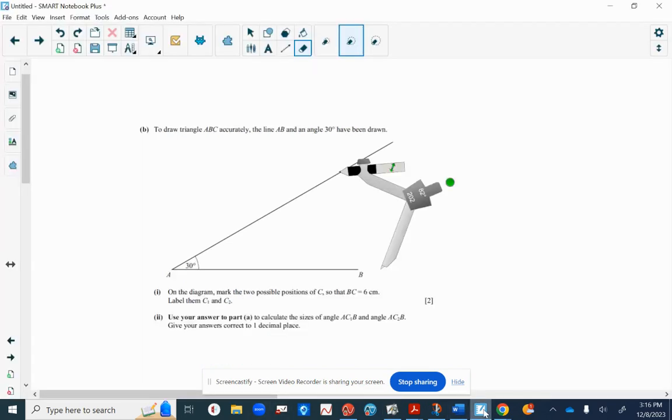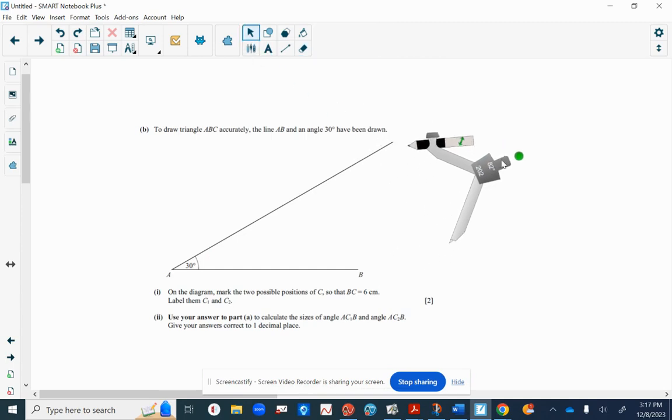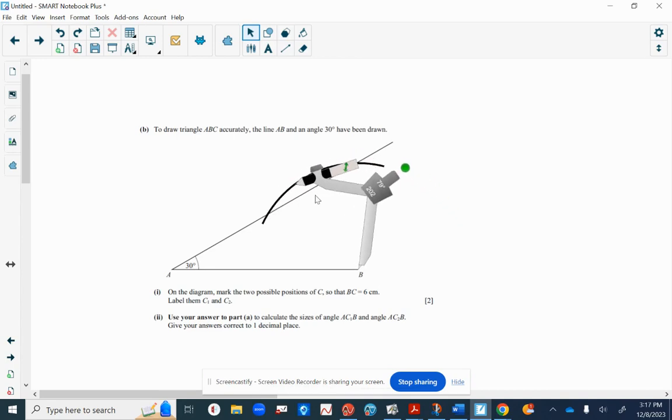Right, next question. I realized I had to do it on this. To draw ABC accurately, line AB and angle 30 degrees have been drawn. On the diagram, mark the two possible positions of C so that BC is 6 centimeters. It's hard to do online, but I've done the best I can. I've measured using my ruler 6 centimeters here. It's a guess, I'm doing it on a computer. But let's say that is 6 centimeters. I'd take the pointy bit of my compass to here and I would draw an arc, because at both those points, it's 6 centimeters away from point B, which is what I want.